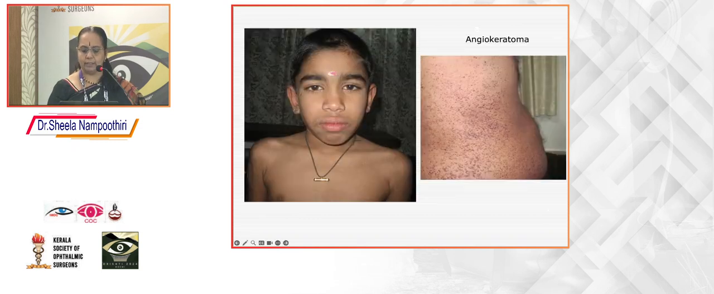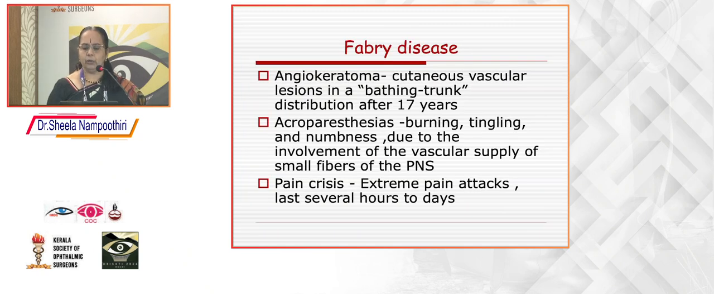I will show you a picture. This is the typical angiokeratoma. These are the red small tiny nodules which are seen in the bathing trunk region. So unless you undress the patient, you might completely miss that. And this is the patient. In angiokeratoma, you need not see this much amount of angiokeratoma. Some of our patients were having only 1 or 2. So angiokeratoma is the cutaneous vascular lesion seen in the bathing trunk region.